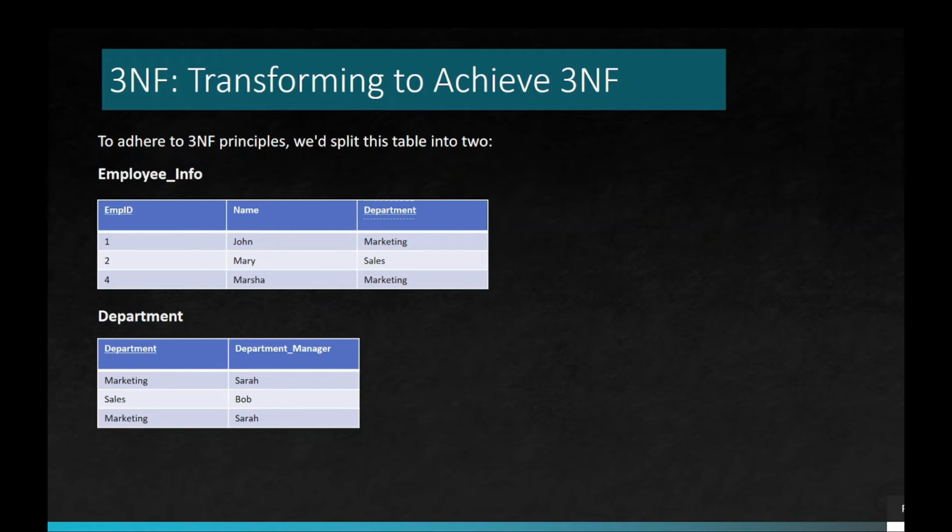So to achieve third normal form, what we need to do is create another table for the non-key attribute, which was used to determine the other attribute. In this case, it was department. So we created a table called department and made the department attribute the primary key. And in the employee info table, it became the foreign key. So we no longer have a non-key attribute determining another attribute. Or in other words, we no longer have a non-key attribute dependent on a non-candidate attribute.